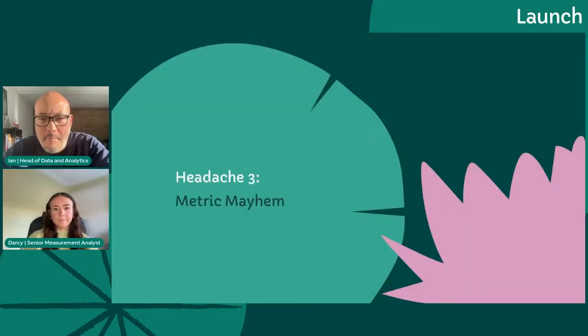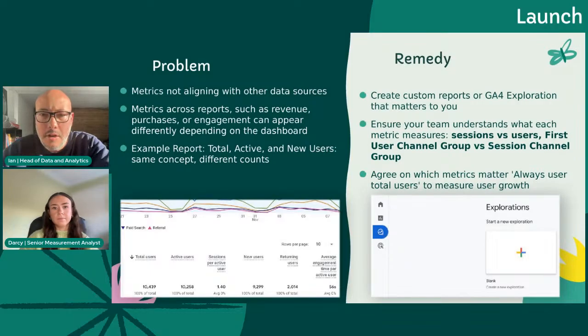Nice. And so headache 3, we were told about metric mayhem. One of the things that we get from our clients as well is around how metrics are just not aligning with data sources. And across GA4, there's literally a report for everything. And even those reports are not aligning. The bottom line is that they're not meant to. So every report in GA4 is meant to have its own unique report on those unique figures.